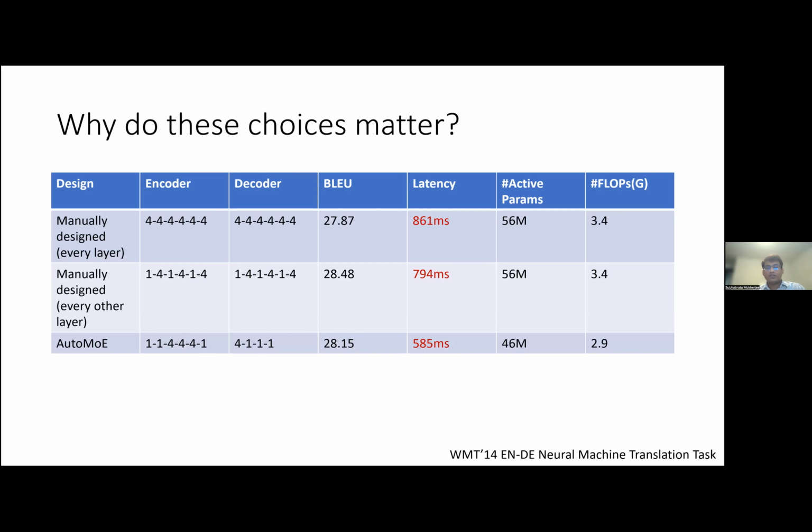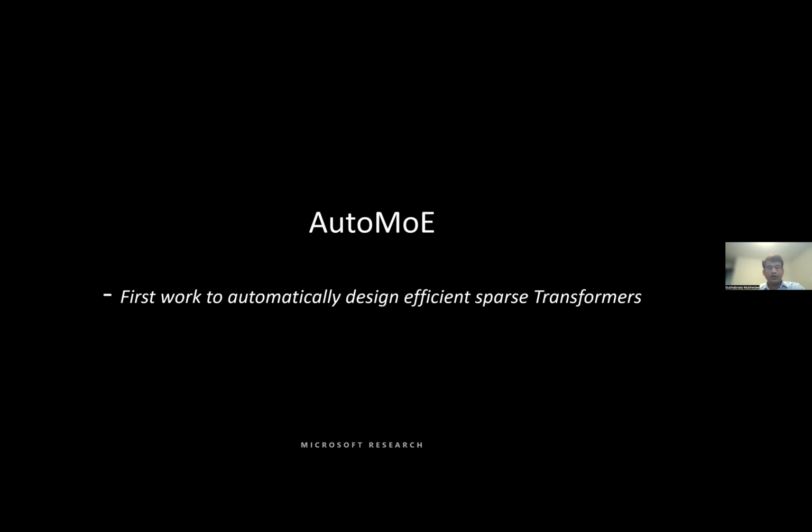Now, when it cuts down the decoder layers, it also compensates for the capacity loss by injecting additional experts on the bottom decoder layers. Again, this is something that we wouldn't want to do manually, and we want a framework which automatically figures out these configurations given some latency constraint. For example, the latency constraint here was 600 milliseconds, and it came up with the best configuration it could find within that constraint. In terms of the BLEU score, you see that this almost has parity. The least number of active parameters and FLOPs is what we want. So AutoMoE is the first work to automatically design efficient sparse transformers.